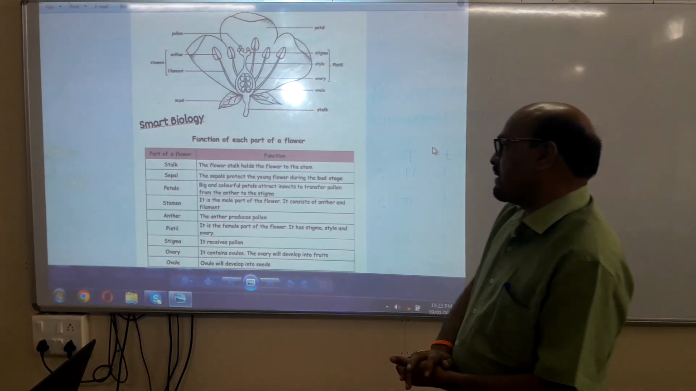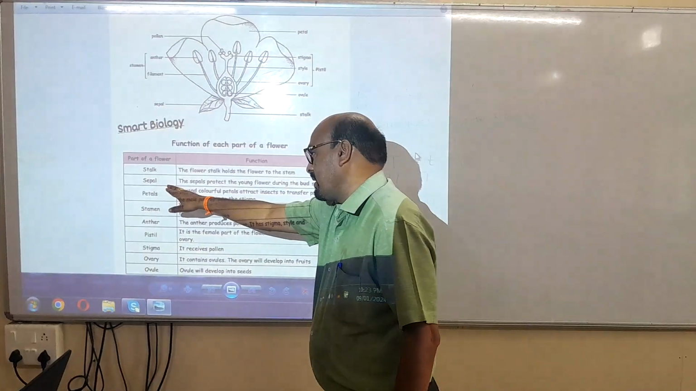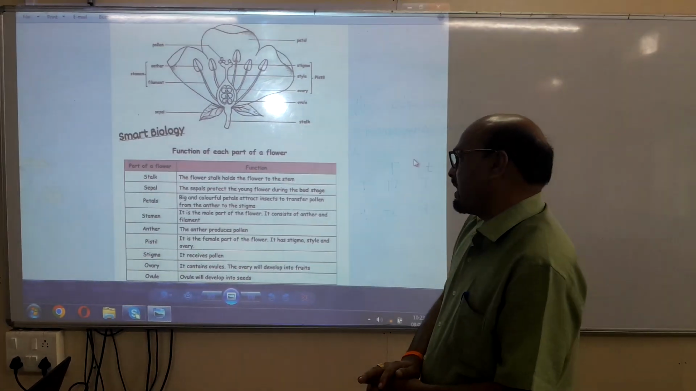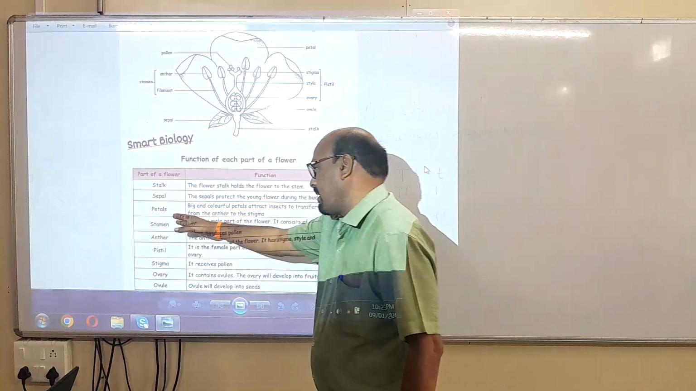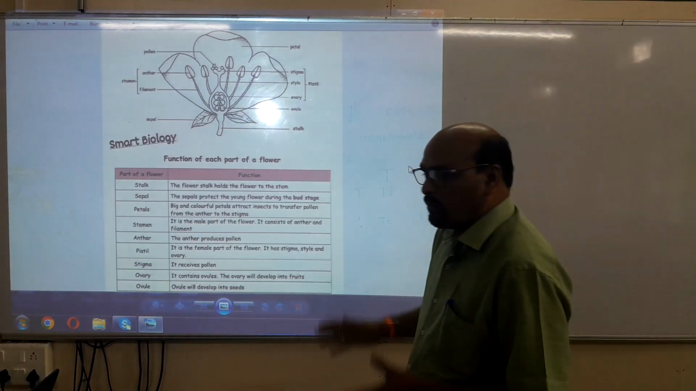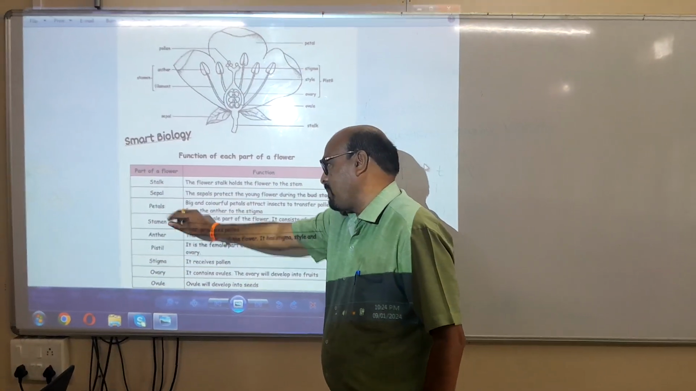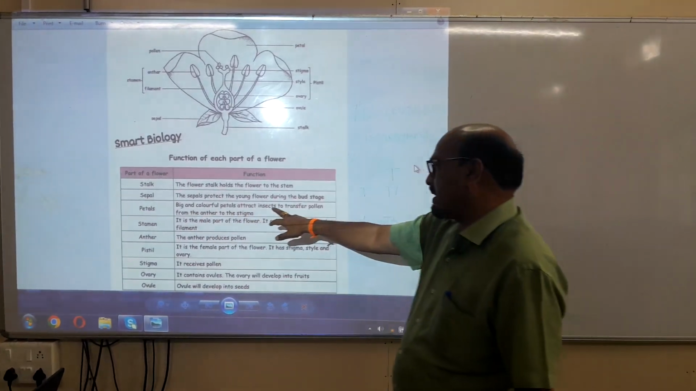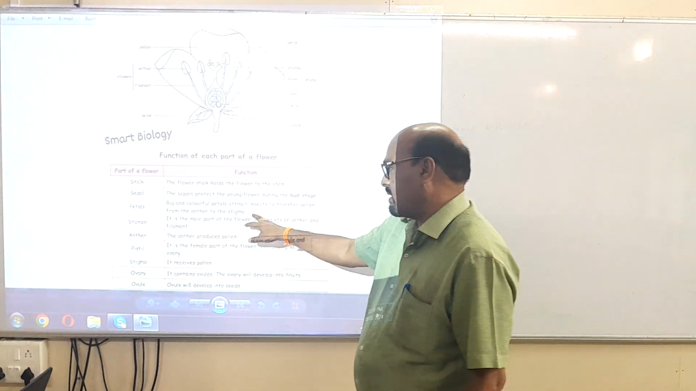The flower stalk holds the flower to the stem. Then the sepal, the green part of the plant. The sepal protects the young flower during the bud stage. Third is the colored petals. The group of petals is called the corolla, and each member of the corolla is called a petal. Big and colorful petals attract insects to transfer the pollen grains from the anther to the stigma.